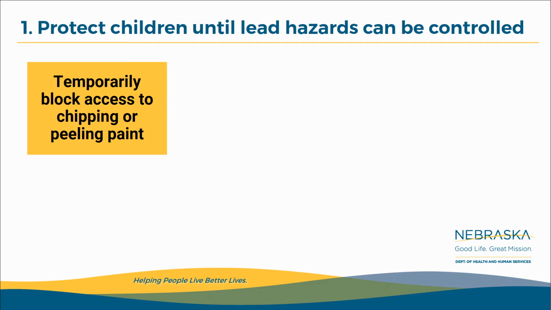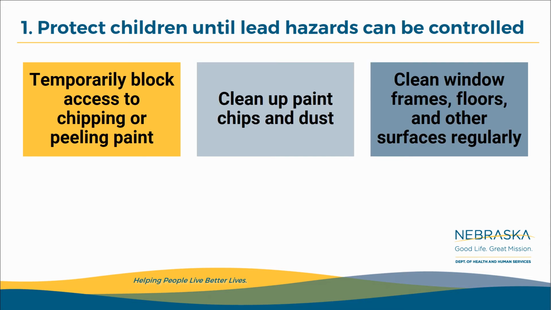Until the family knows whether the paint contains lead, they should block access to those areas. This can be as simple as keeping a room closed, moving furniture to keep children away from the site, or taping plastic or cardboard over the deteriorating paint. Next, you can help train families on how to clean until the hazards can be more permanently addressed.